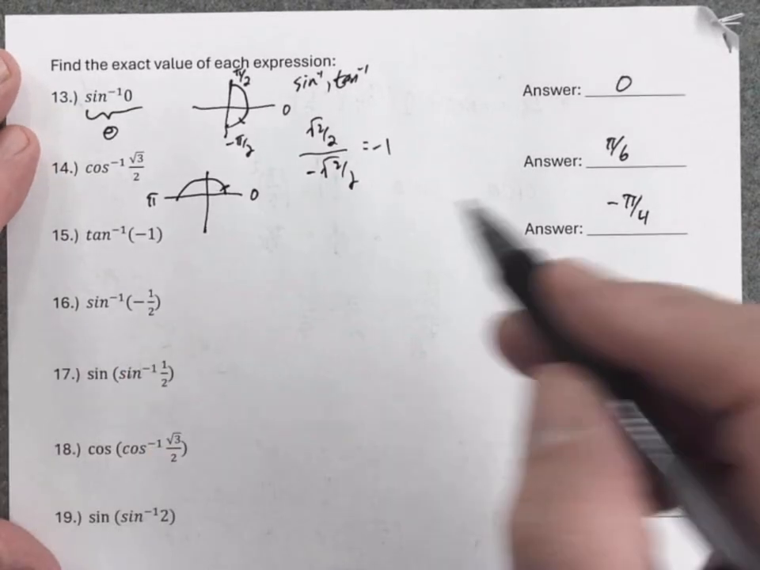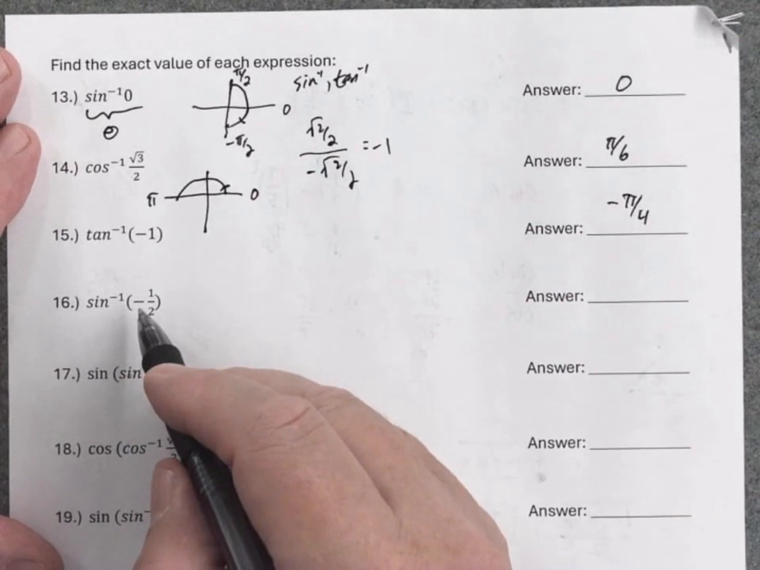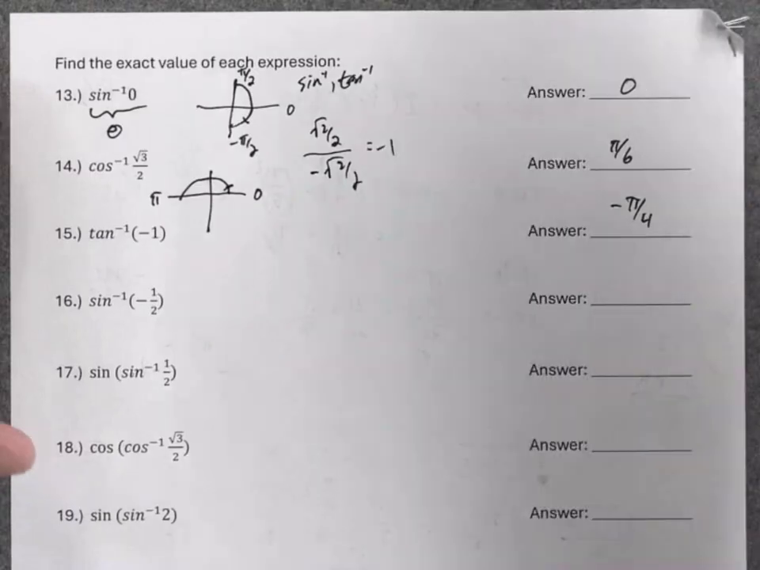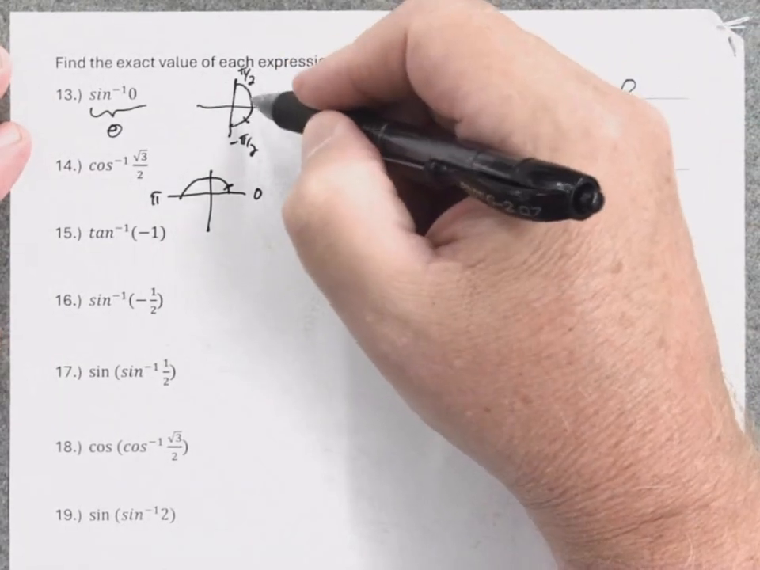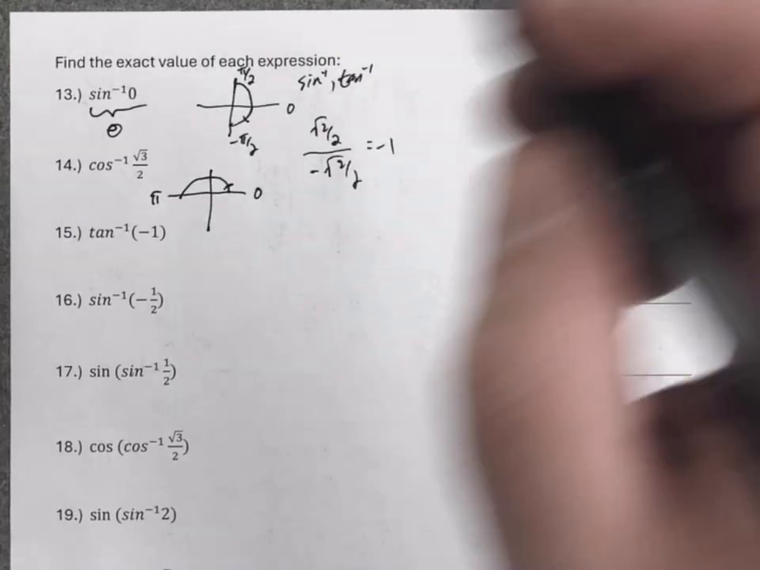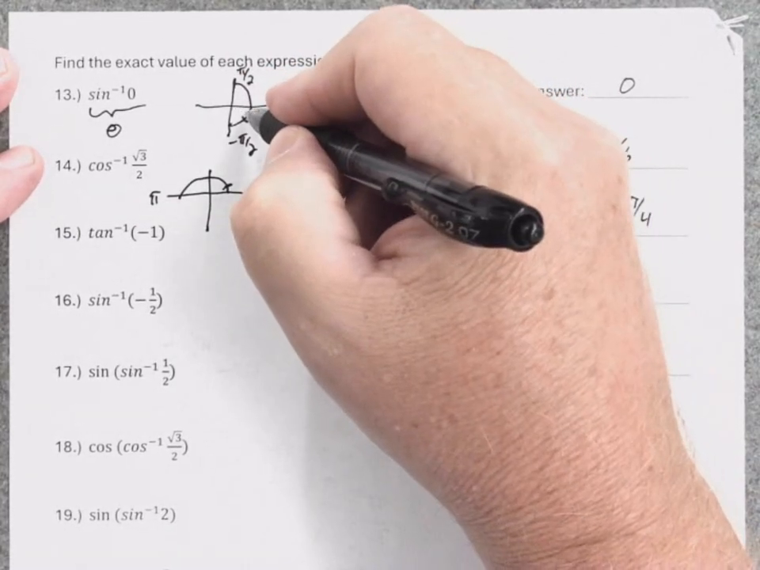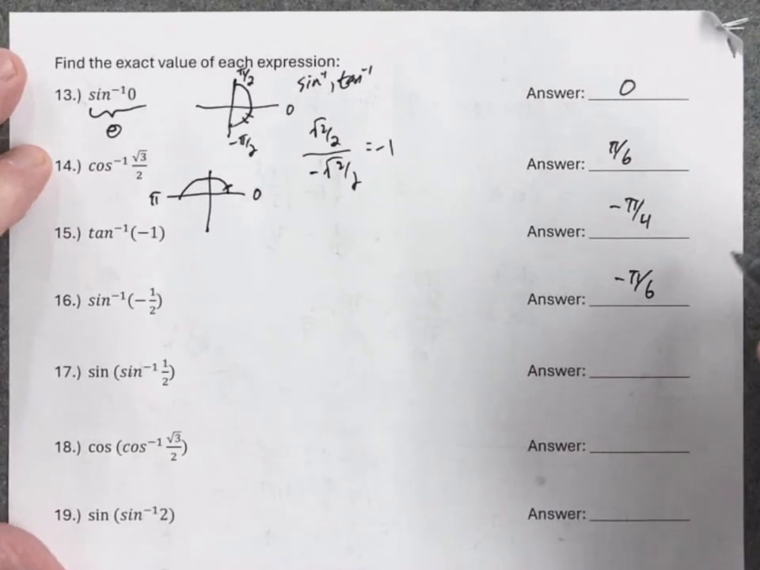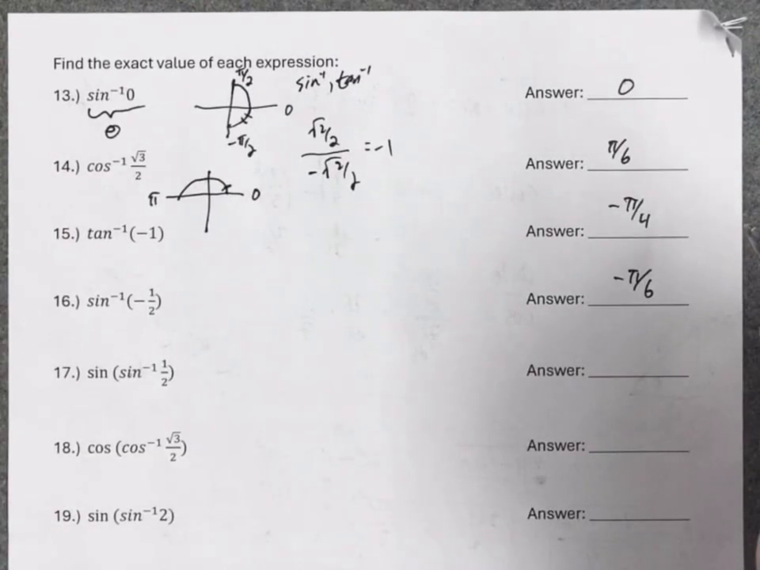So 16, what's the angle where the sine is -1/2? Once again, looking in the right half, so what angle over here is the sine -1/2? It's actually right there, and that is negative pi over 6.